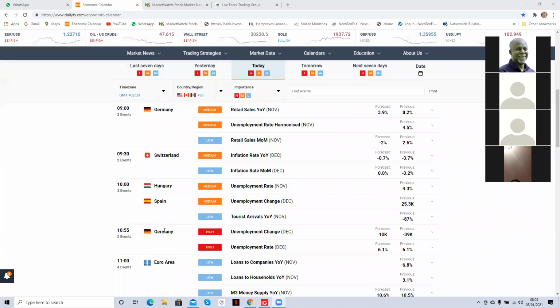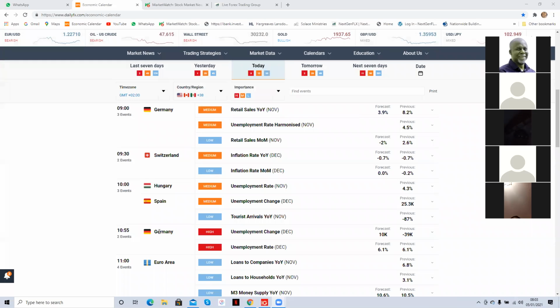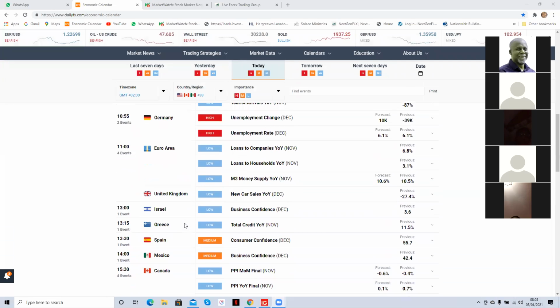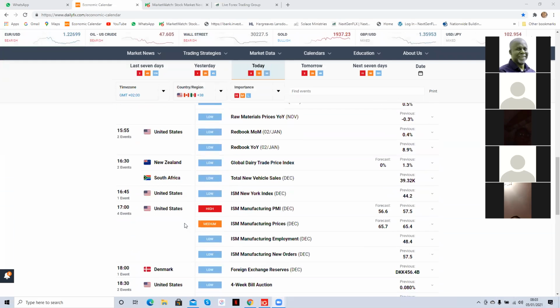And of course, Germany being the powerhouse of Europe, especially now that the UK has officially left Europe, which has just left Germany as the main powerhouse. So the Germany unemployment rate could have an impact on the Euro and hence the Euro US dollar. So I want to certainly avoid trading prior to that report at 1055 GMT plus 2. So let's see what else comes up today.